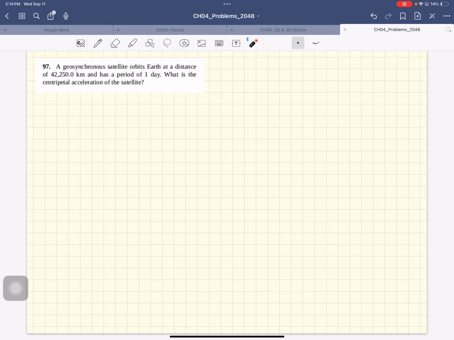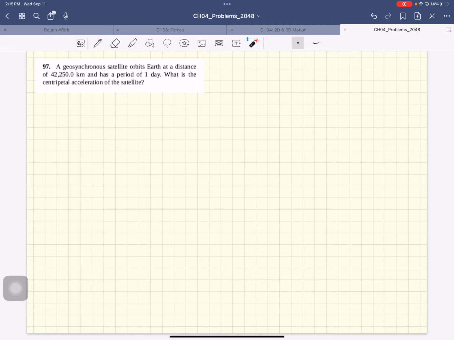A geosynchronous satellite orbits Earth at a distance of 42,250 kilometers and has a period of 1 day. What is the centripetal acceleration of the satellite? What is a geosynchronous satellite? Anybody know what that is? A specific point. A geosynchronous satellite will be in the same spot in the sky.